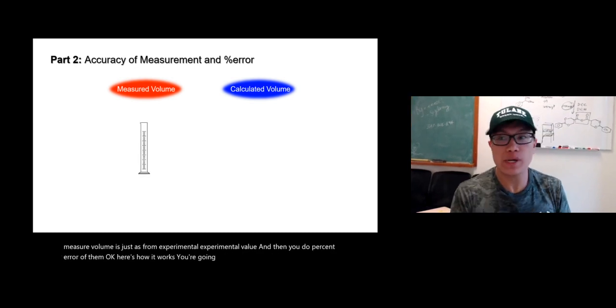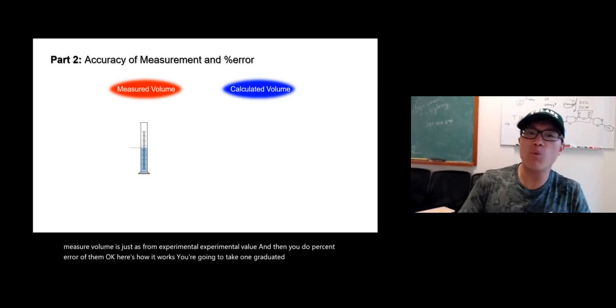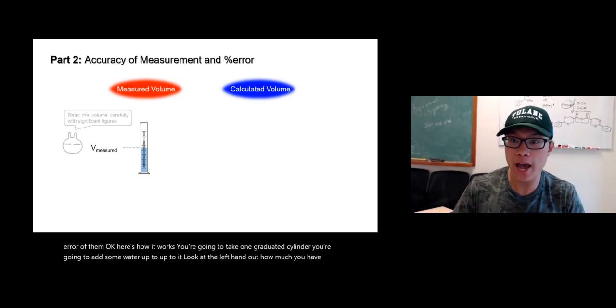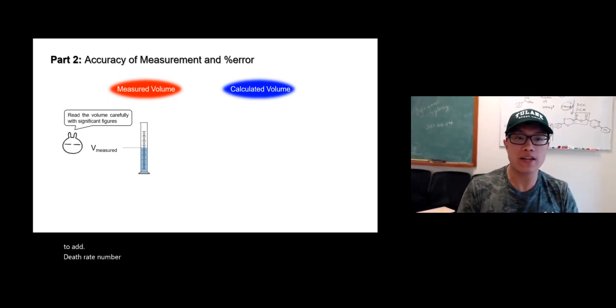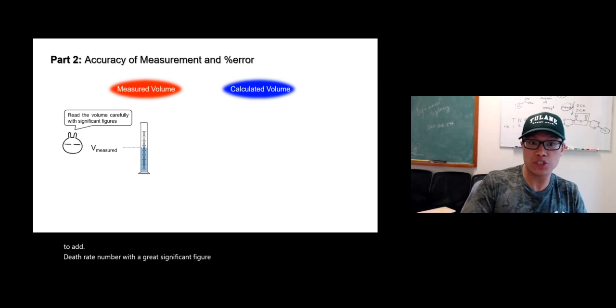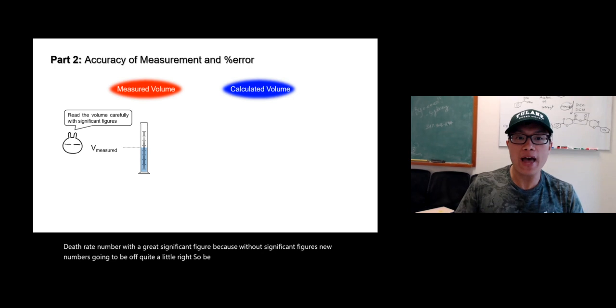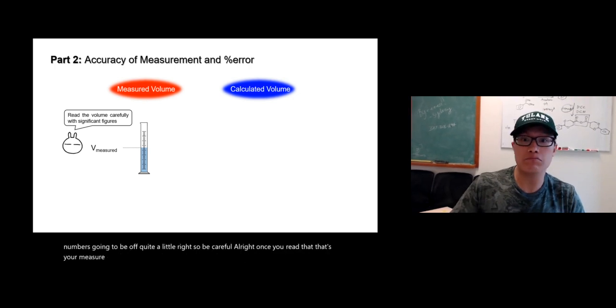Here's how it works. You're gonna take one graduated cylinder. You're gonna add some water to it. Look at how much you have to add. Okay. Read the number with the right significant figures, because without significant figures, your number is gonna be off quite a little. So be careful. All right, once you read that, that's your measured volume. That's it, super simple.